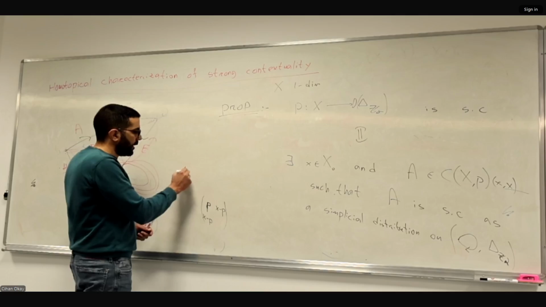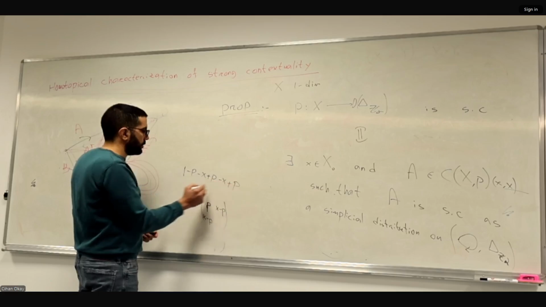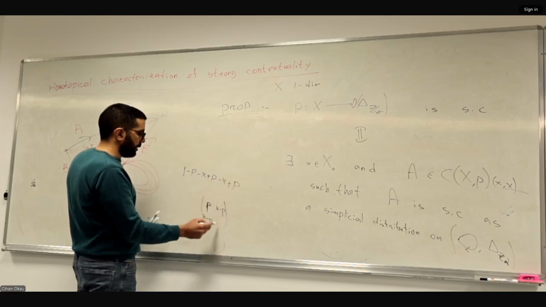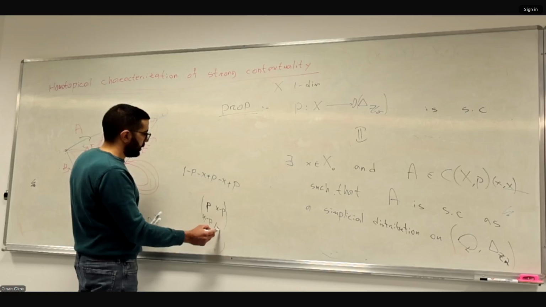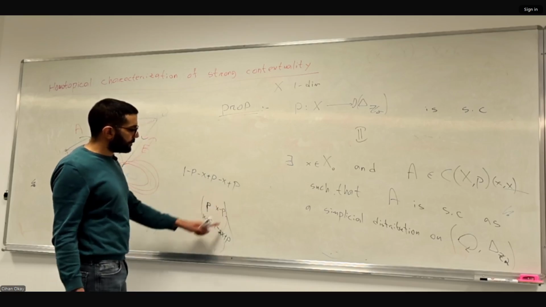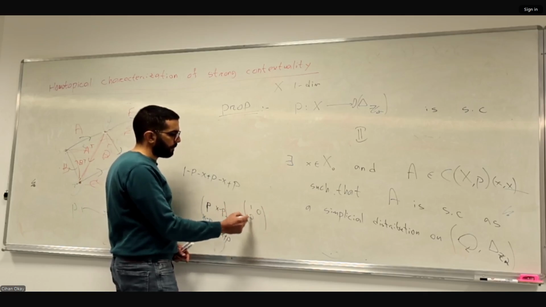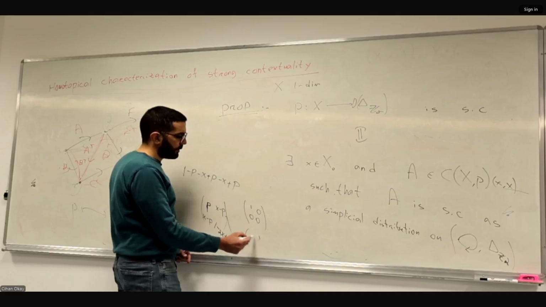So P1 minus P minus X plus P minus X plus P. So this will be 1 minus 2X plus P, something like this. But anyway, one can think about the deterministic ones. There are two deterministic here, this one and this one.